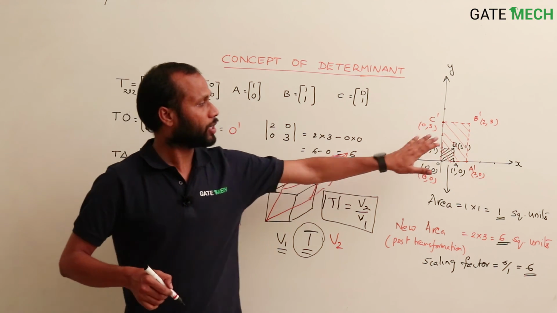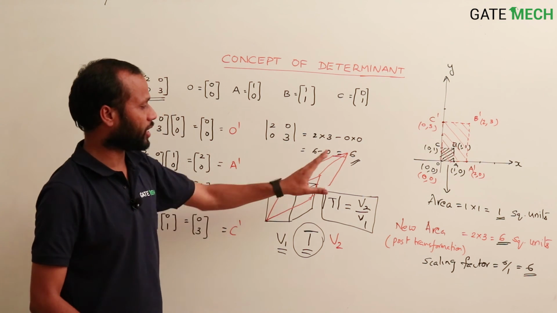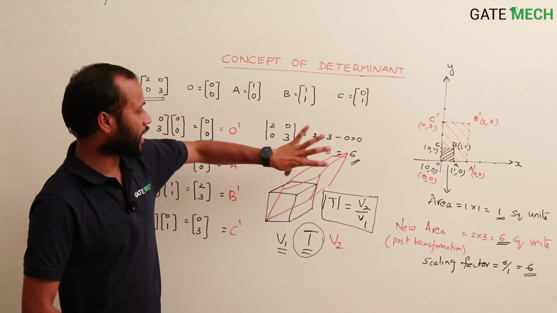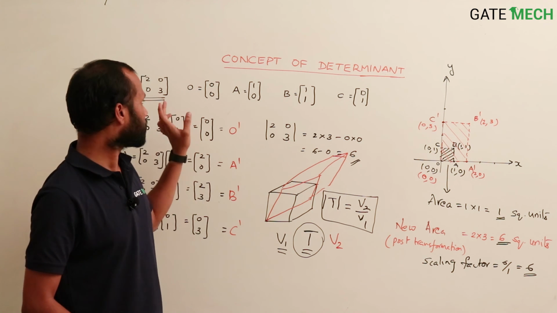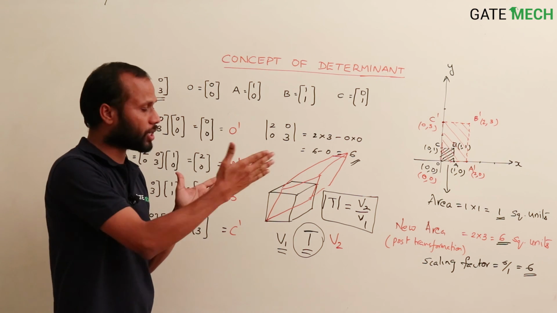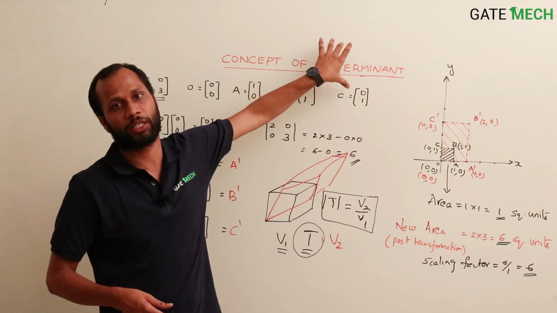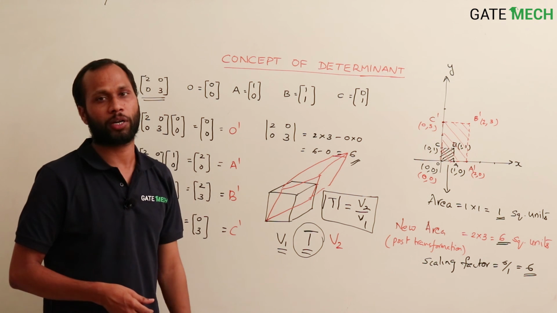This is an example in 2D space. Similarly, here also, if you find any planar area, it would get scaled post transformation using the corresponding matrix. How much amount it would get scaled, that amount would be given by the determinant. This is the significance of the determinant.